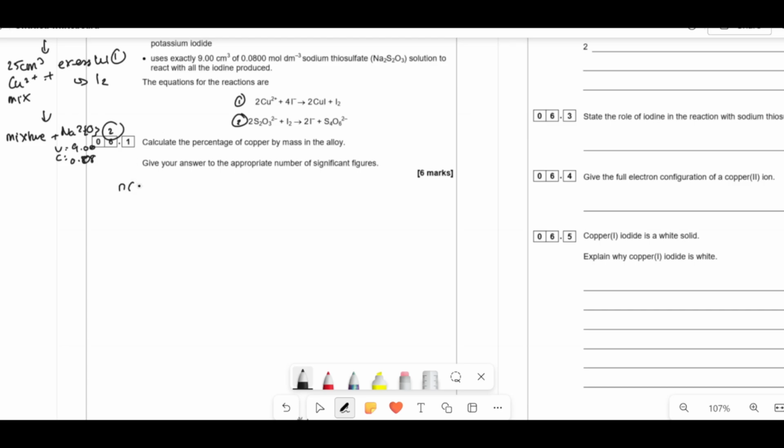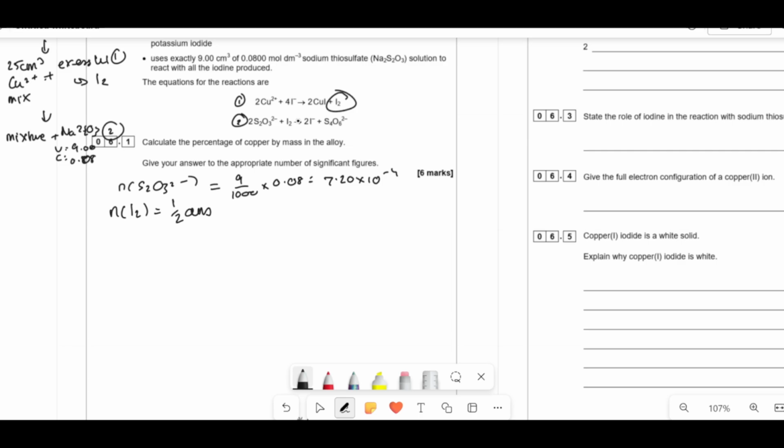So I'm going to work out the moles of the S2O3 2 minus, because I know it comes from here, and it tells me in the question it reacts with I2, and I know that came from the previous step. So that's going to be its concentration, so 9 over 1,000 times its volume times its concentration, which is 7.20 times 10 to the minus 4. Therefore, I also know that all of this has reacted with all the iodine, so I know that the moles of iodine has to be a half, which all came from here. So moles of I2 is going to equal a half times your answer.